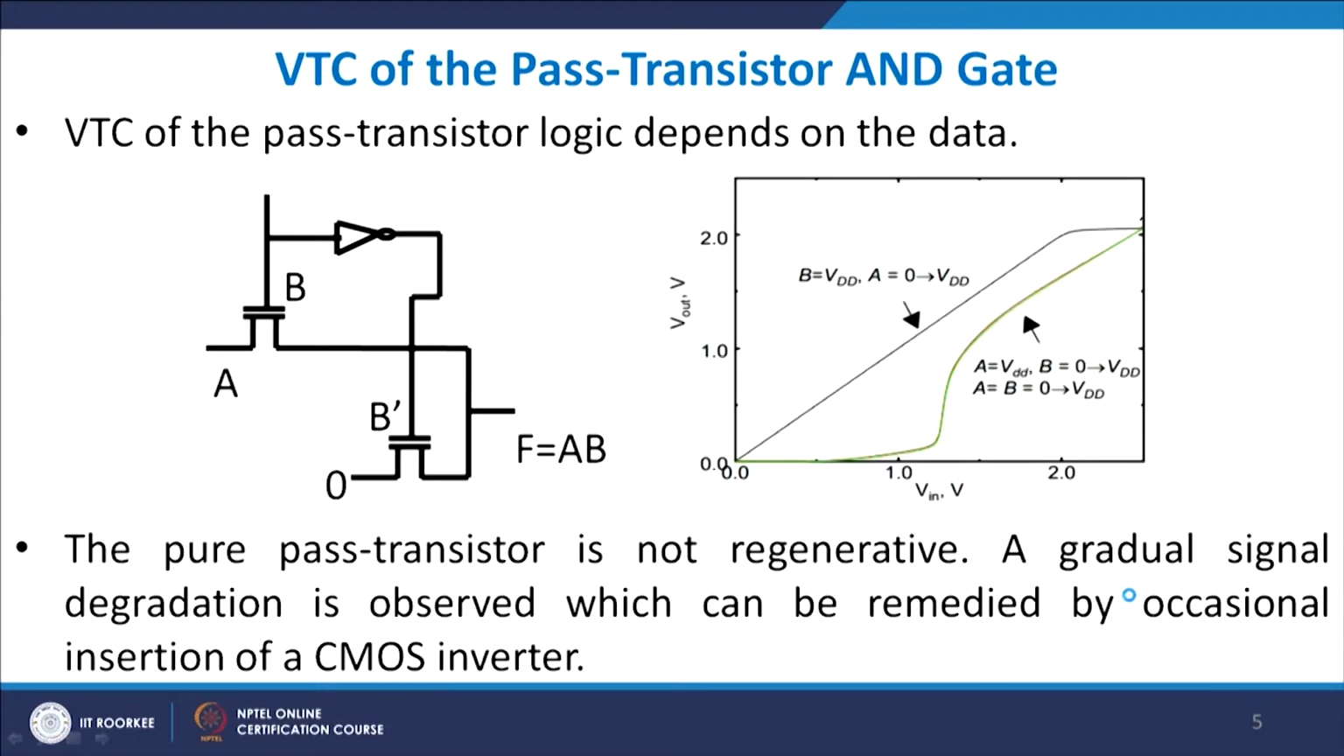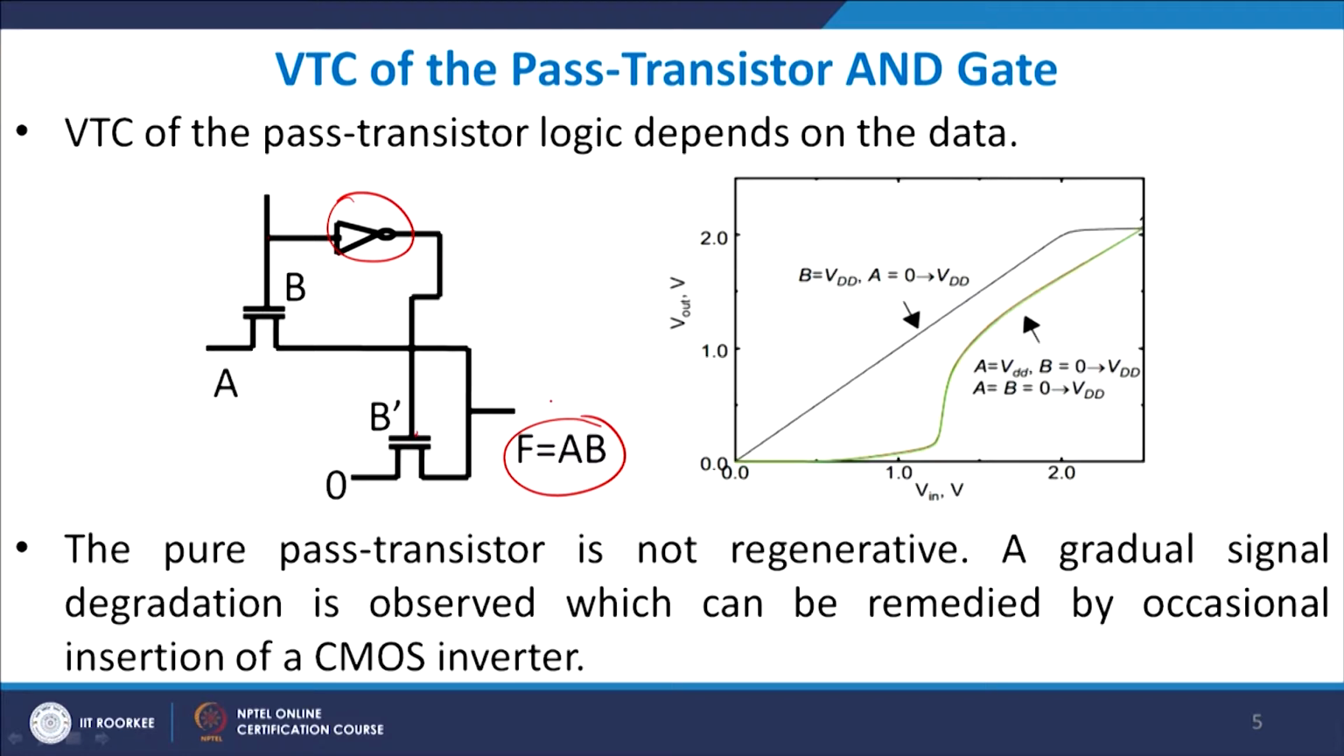Now, let me come to the voltage transfer characteristics of a pass transistor AND gate, right. So, the AND gate I have already discussed with you, I have got A, B prime, B, and what I am adding is this gate output, which is obviously inverted by this static inverter, and I am feeding it at B prime, and it equals A into B.